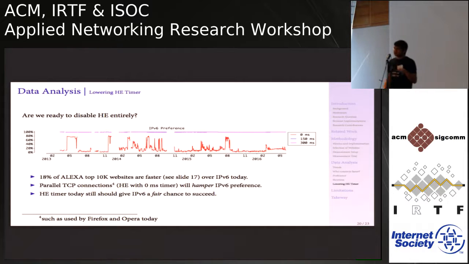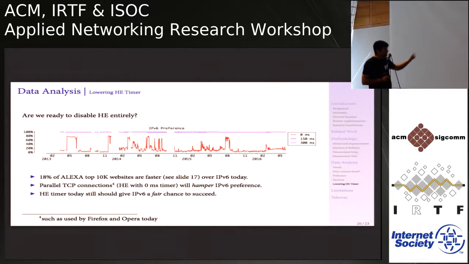So the first question one would ask is, why don't we just simply disable Happy Eyeballs today and call it a day, right? If both of them are congruent. So this is the time series showing you a red. Look at the red line in the plot. And this shows you that if you disable Happy Eyeballs today, the V6 preference will severely get affected. Remember that 18% of Alexa top 10K websites were faster over V6, and that's what you see in the plot. So only around 18% of the time you will prefer V6. And this is not what we want today. So we are still not at the stage where we can disable Happy Eyeballs entirely.